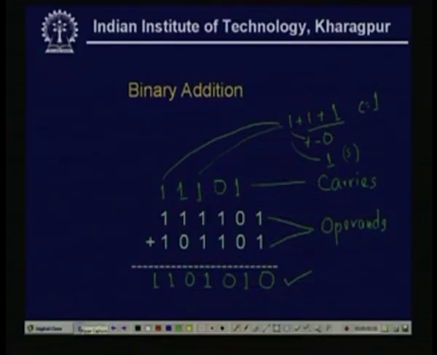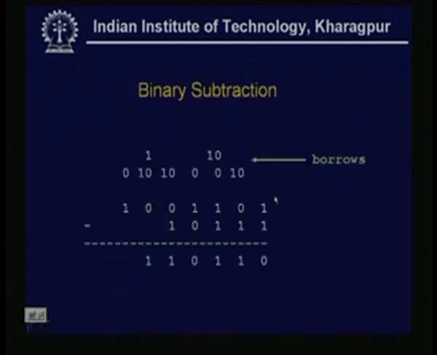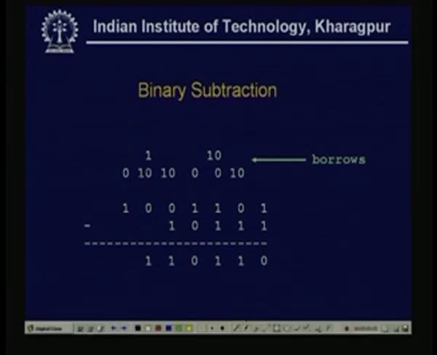Now, if I know binary addition, then obviously the same rule I can apply to binary subtraction. We see the binary subtraction. Again, if I write the addition rule, the rules are 0 plus 0 equal to 0, 0 plus 1 equal to 1, 1 plus 0 equal to 1, 1 plus 1 equal to 0, carry 1. So here, carry if you write 0 0 0 carry 1, this is my sum, the same rule.